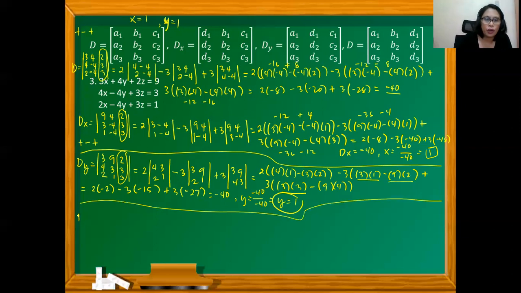So let's work on d sub z. So this time we're going to consider for the first column the elements of x 3, 4, 2, the elements of y 4, negative 4, negative 4, and then the constant terms 9, 3, 1.